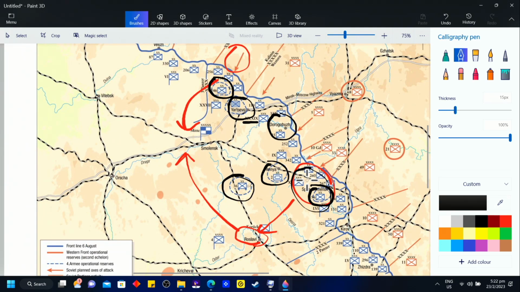So von Kluge, the commander of Army Group Center, was a very cautious planner according to the book. He was a cautious planner, so he only had limited reserve to counter the Soviet armed spearheads. So he planned to use his reserve wisely. Let's see the German plan.